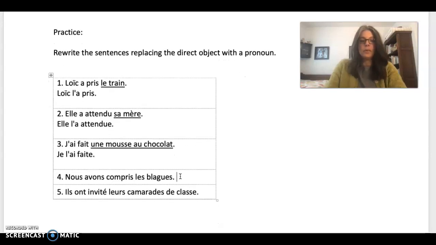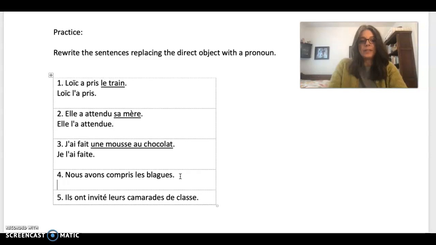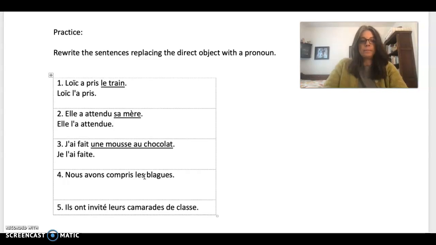Okay. Nous avons compris les blagues. We understood the jokes. Les blagues is our direct object. So we're going to say we understood them, plural. Do you know if les blagues, that's masculine or feminine? This is why it's so important to memorize the gender of nouns. It pops up in so many weird places and it affects things. So I know it's hard, but eventually, I don't know, it starts becoming a little more second nature.